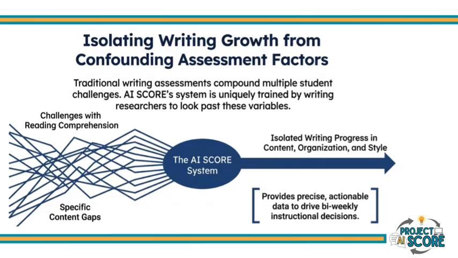While there are other AI educational tools that offer writing feedback, AI Score's model is uniquely trained to look past those confounding factors to isolate and evaluate written expression and structural growth. The system is designed to be a tool that supports you in making data-based instructional decisions, not a way to offload teacher expertise or student critical thinking skills.